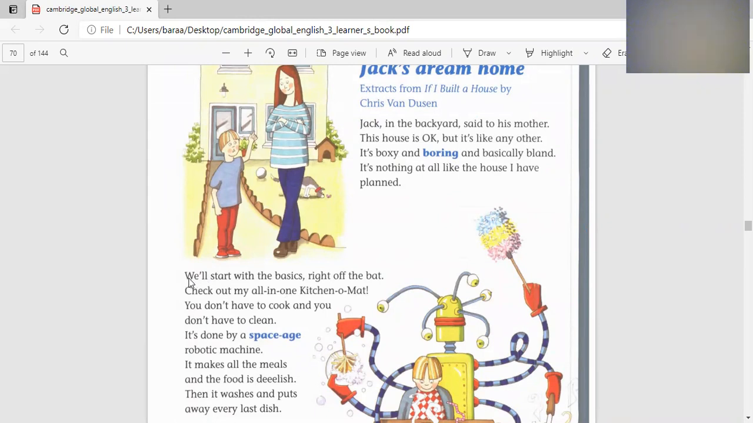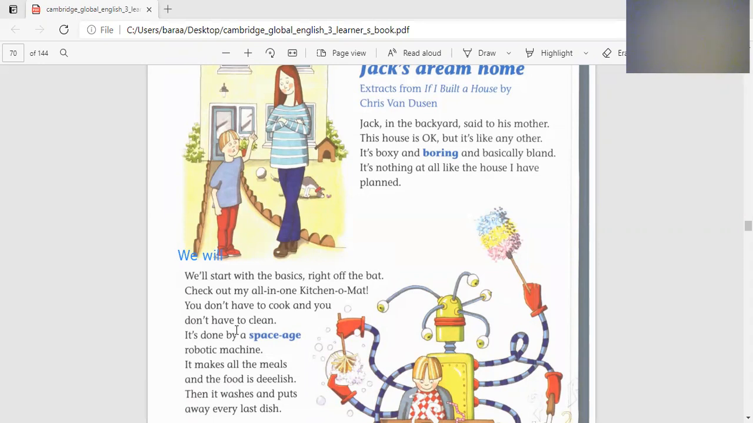We'll. It's a contraction of the words we will. Write it down in your notebook. So, we'll start with the basics right off the bat.